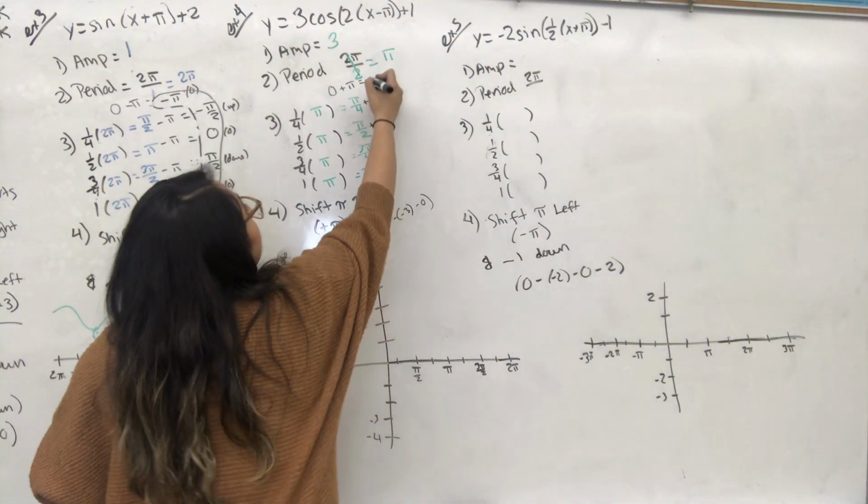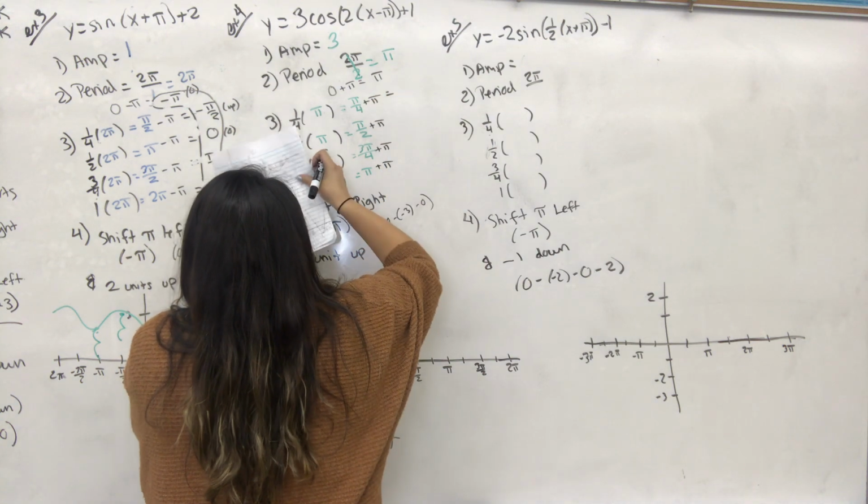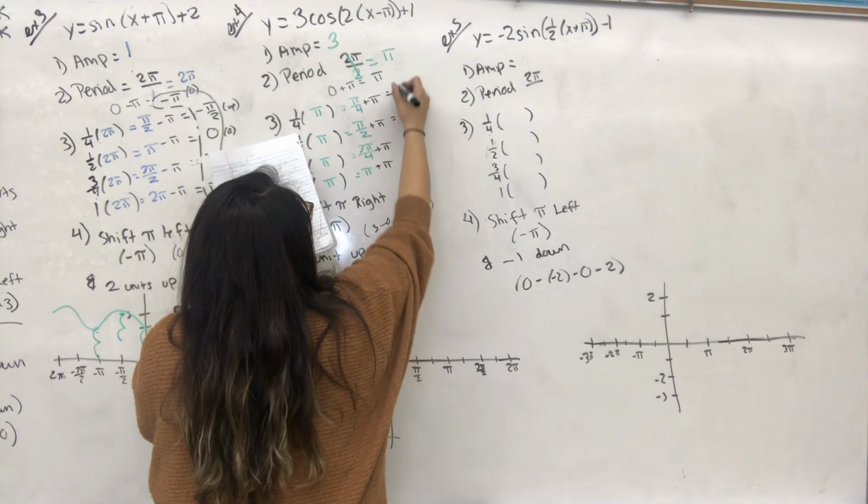Now, if we were to add these, we get π. 1/4 π plus π, we get 5π over 4.